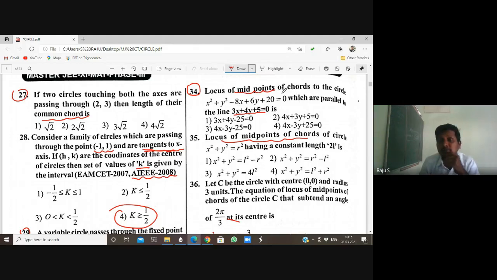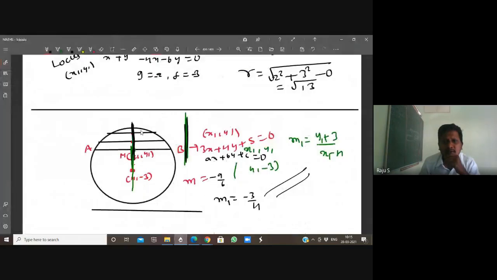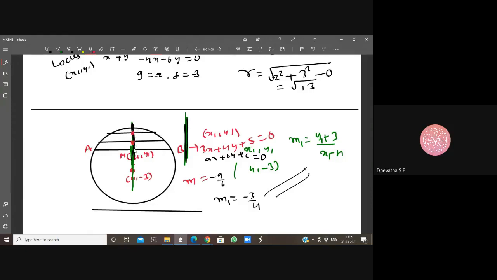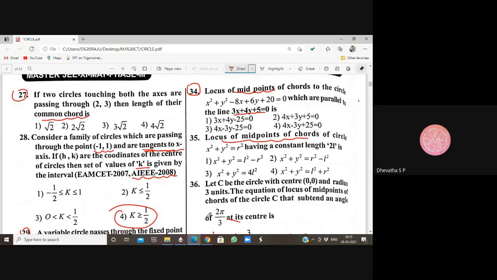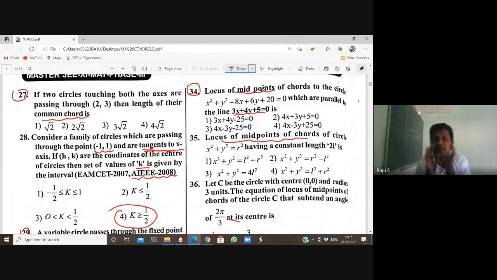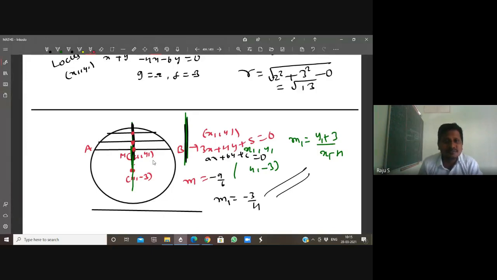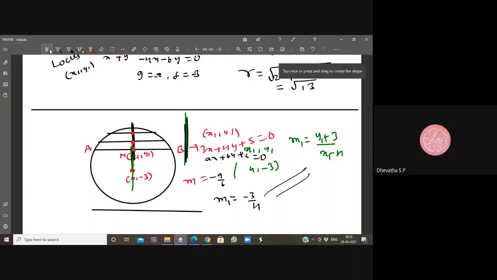See here, the locus of midpoint of chords to a circle which are parallel. What are the locus of midpoints here? Student: The chords are parallel, sir. See, the locus of midpoints of the chords. How many chords are there? There exist infinite chords. Am I right? Yes, sir.